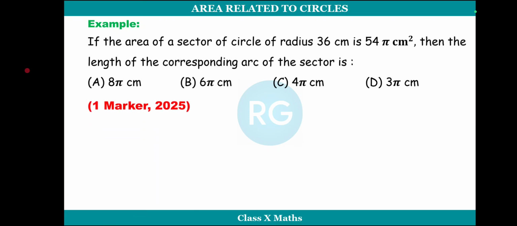So the area of a sector is given to us, that is 54 pi, and the radius is 36 centimeters. We need to find the length of the corresponding arc of the sector. This is a 1 marker question from 2025.